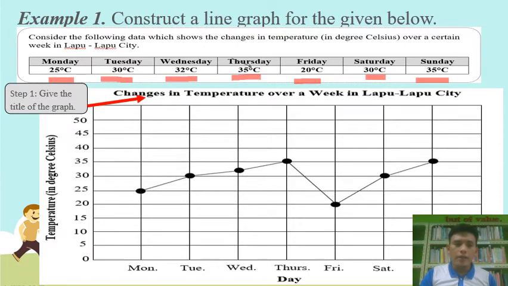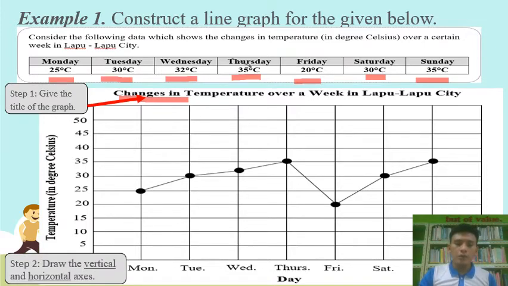So step 1, give the title of the graph. We can name it Changes in Temperature Over a Week in Lapu-Lapu City. Step 2, draw the vertical and horizontal axis. Okay, we need to draw the vertical and the horizontal axis.